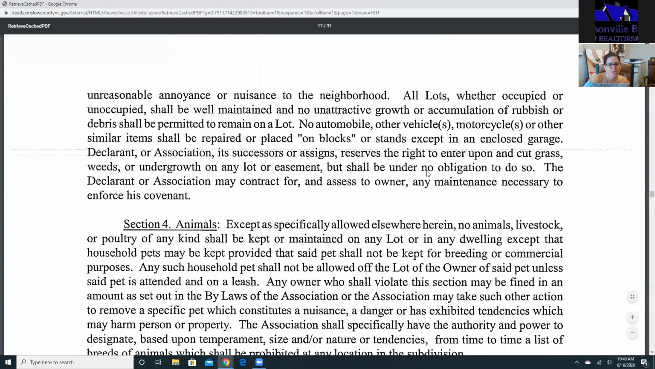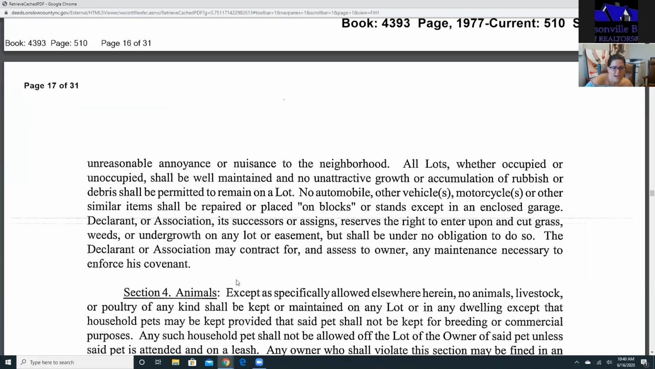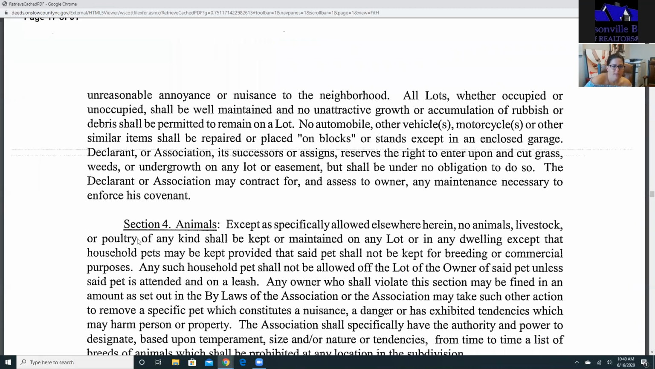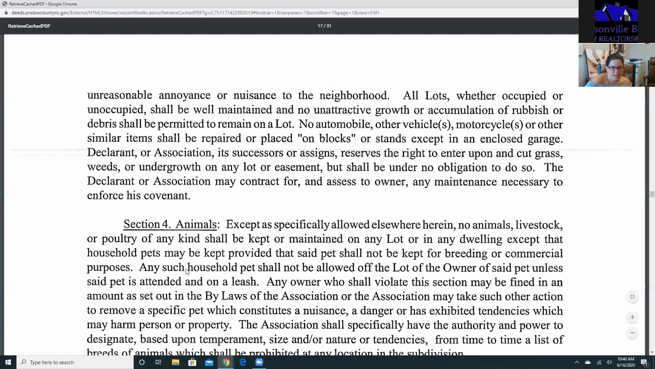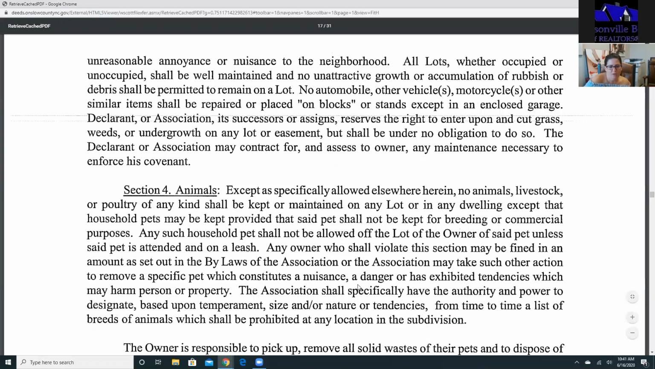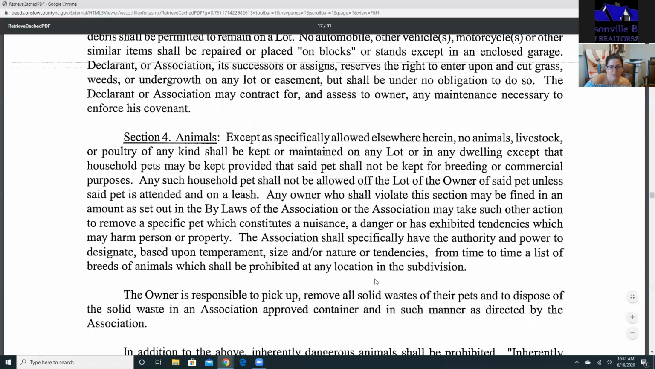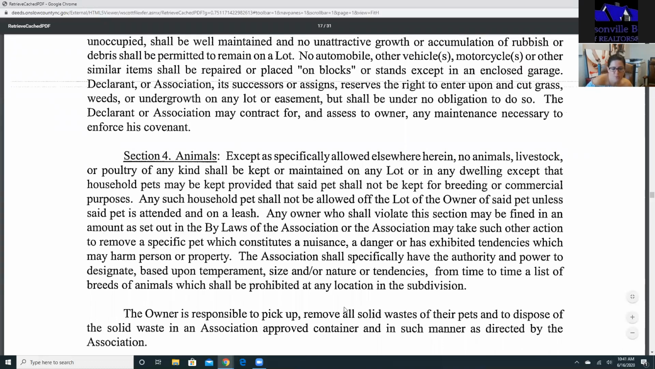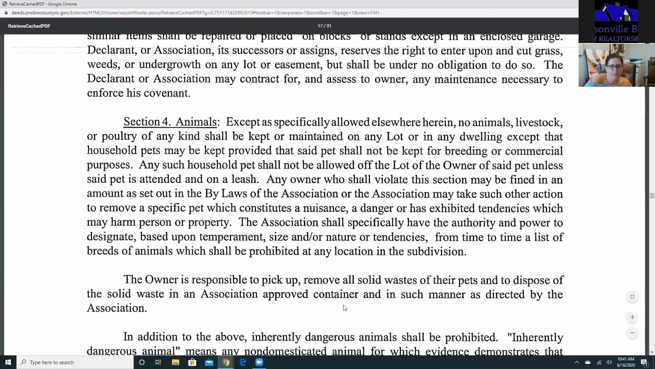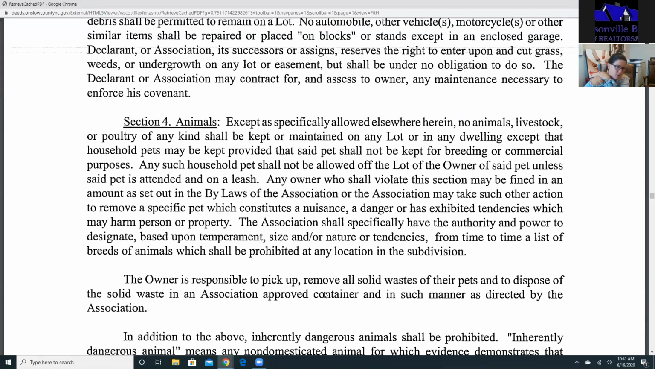All right, so here again, we have animals, and we have no animals, livestock or poultry, except as household pets. Pets need to be on a leash. They can be fined if they're not, all of that kind of stuff. Owner is responsible for pickup and removal of all solid waste. All of that is pretty basic. So what I want to point out to you is the next section though.